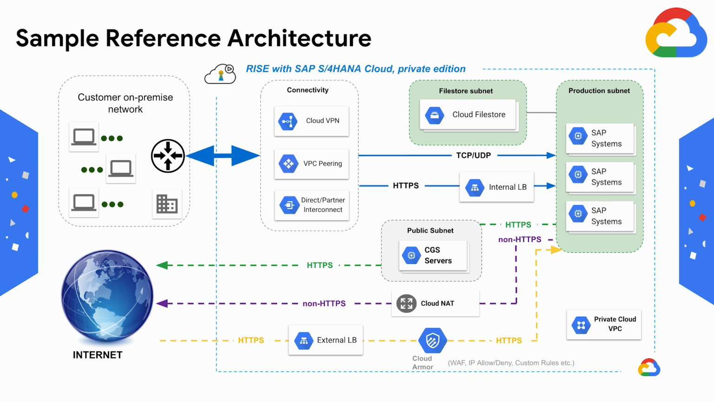So what does the network architecture for Rise with SAP on GCP look like? As you can see in this sample reference architecture, SAP's Enterprise Cloud Services (ECS) provisions a dedicated customer project with its own virtual private cloud (VPC). This VPC will house your production SAP system, typically in private subnets, along with Google services like Filestore.